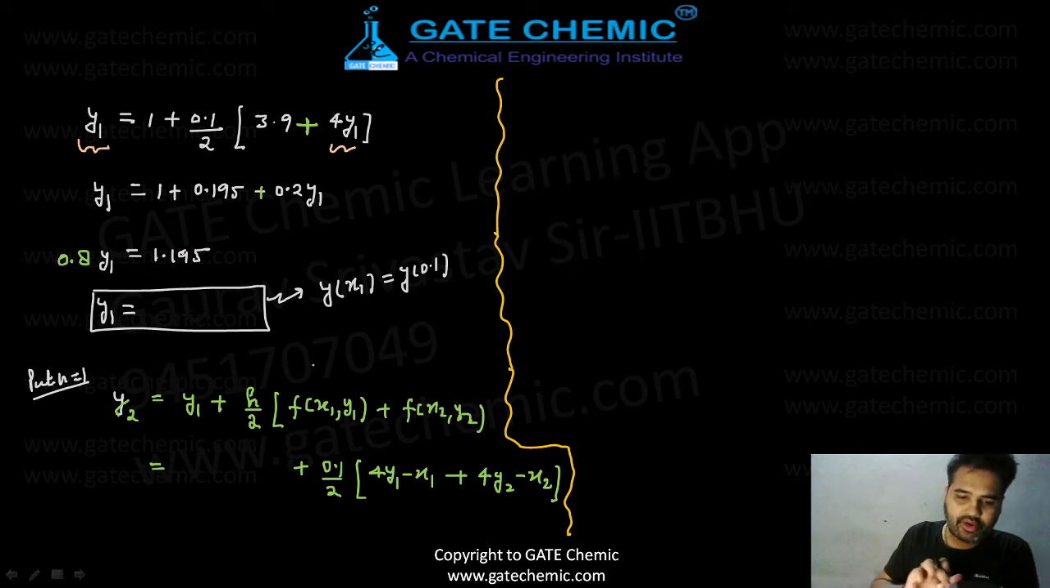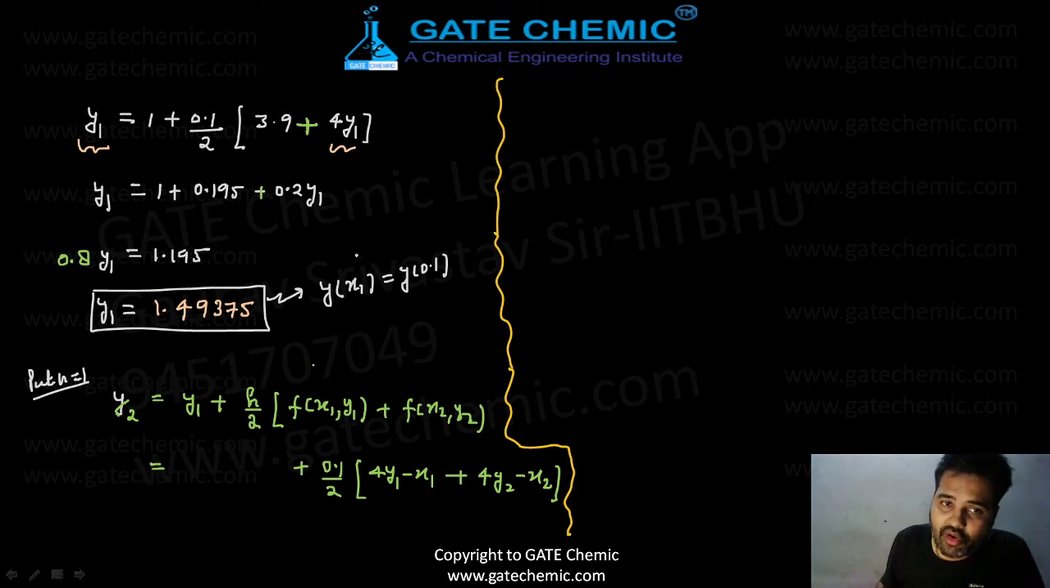1.195 divided by 0.8. So it's 1.49375. Okay beta. Now once you got y1, what is this y1 beta?